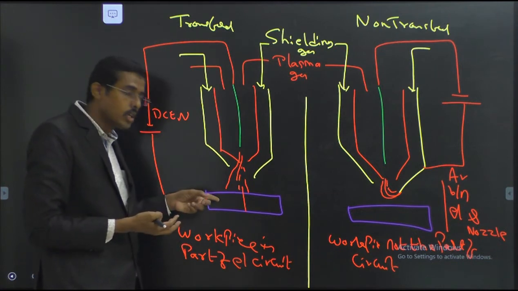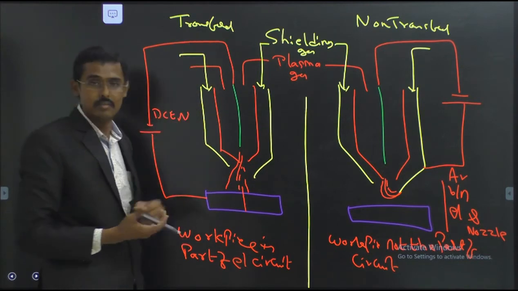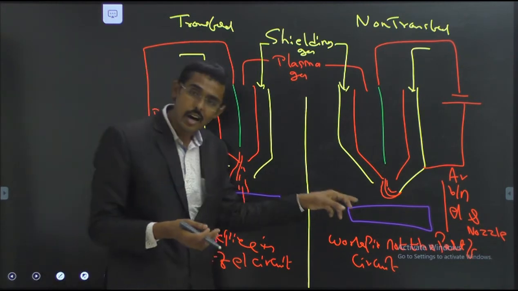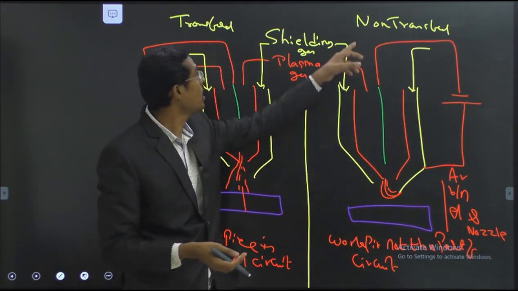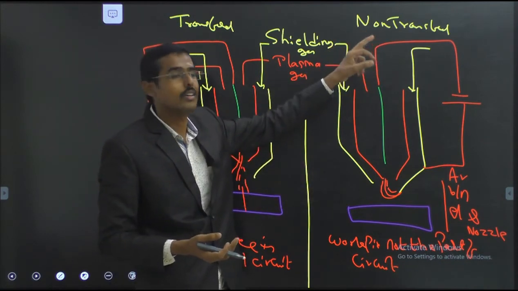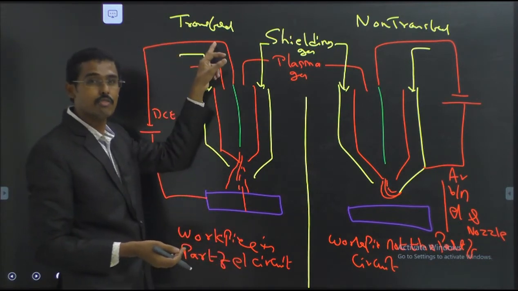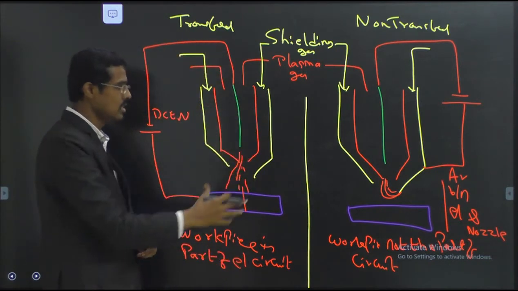So we can give more heat to the workpiece in the transferred method. More heat is not given to the workpiece in the non-transferred method. The name itself says non-transferred: the arc is not transferred to the work. Here, in transferred, the arc is transferred to the work. So this is the setup we can understand.